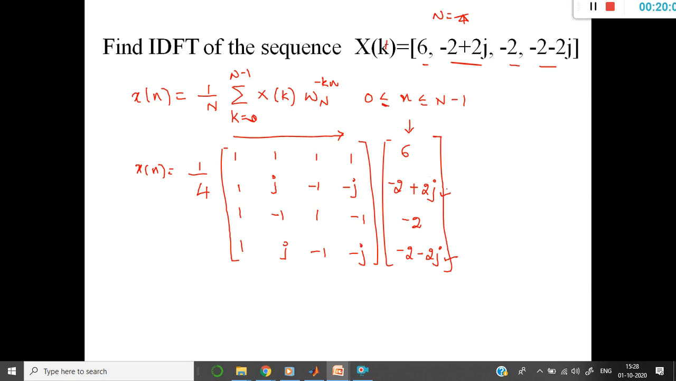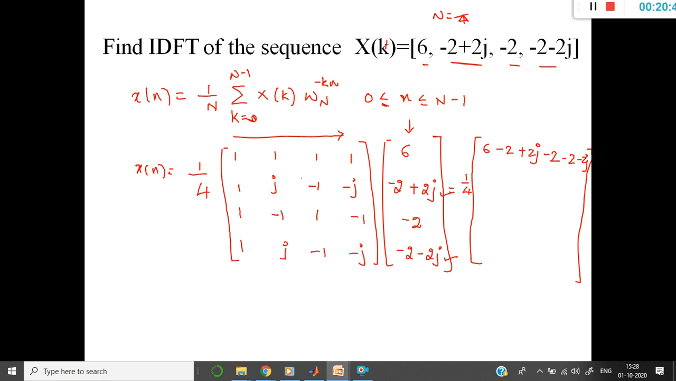1 by 4, I'll keep it as it is, then go for multiplication. 6 into 1, that is 6, and 1 into minus 2 plus 2j, this is 1 into minus 2 is minus 2 plus 2j as it is. 1 into minus 2, this becomes minus 2 here. 1 into minus 2 minus 2j, so this becomes minus 2 minus 2j.